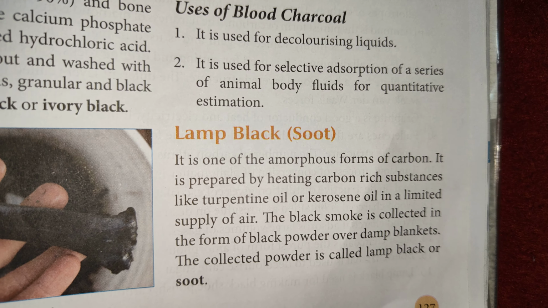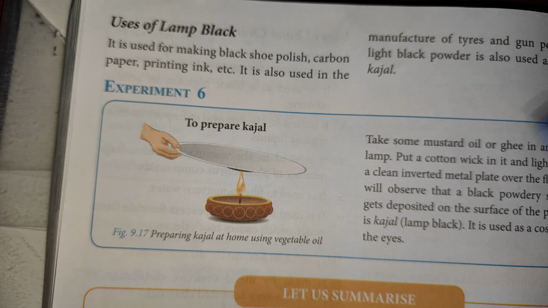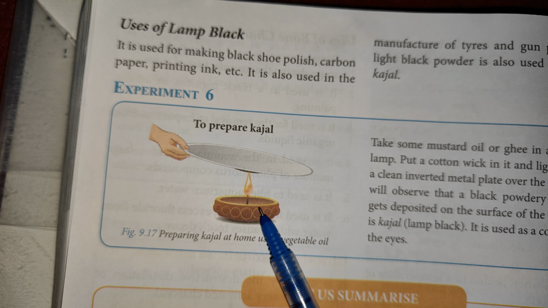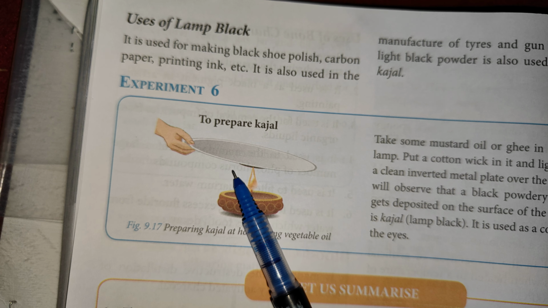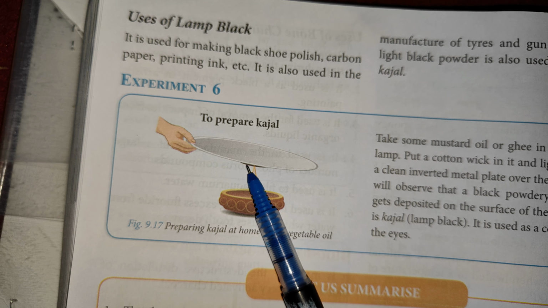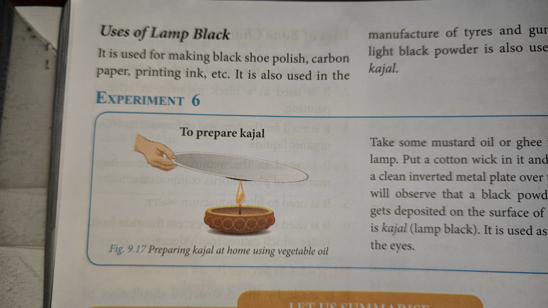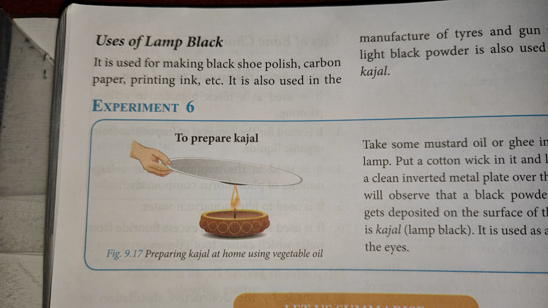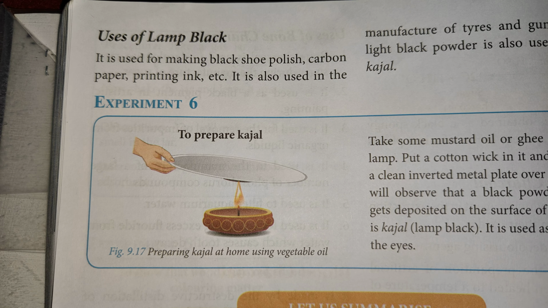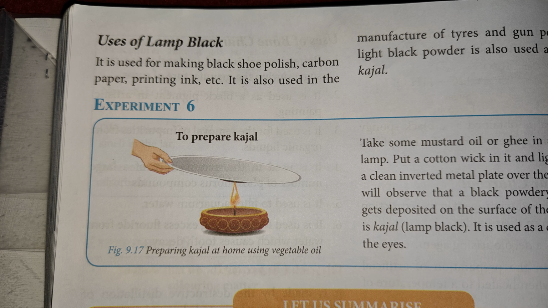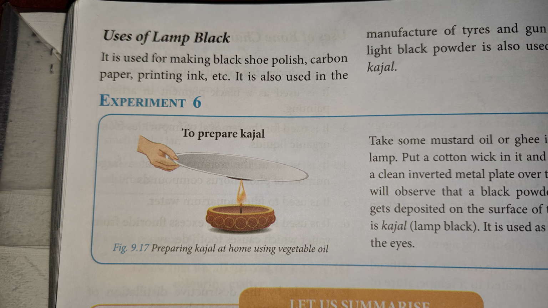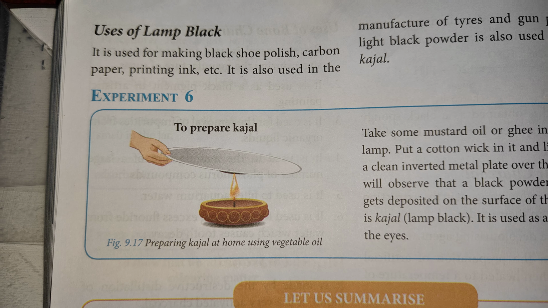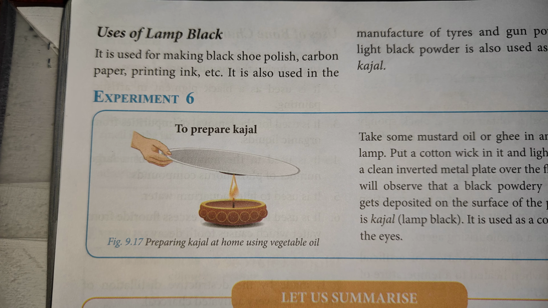Now what is lamp black? Students, if you see in this, lamp black is that black color material which gets accumulated here. Can you see here? That black color material is actually the lamp black, which is mainly used in the making of black colored shoe polish, carbon papers, printing inks, etc. And apart from this, it is also used in manufacturing of tires, gunpowder, and the kajal that these girls use. So that kajal is also made from this lamp black.